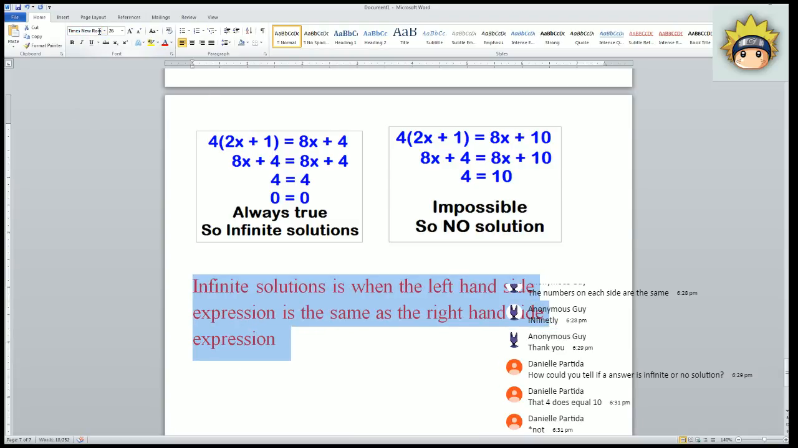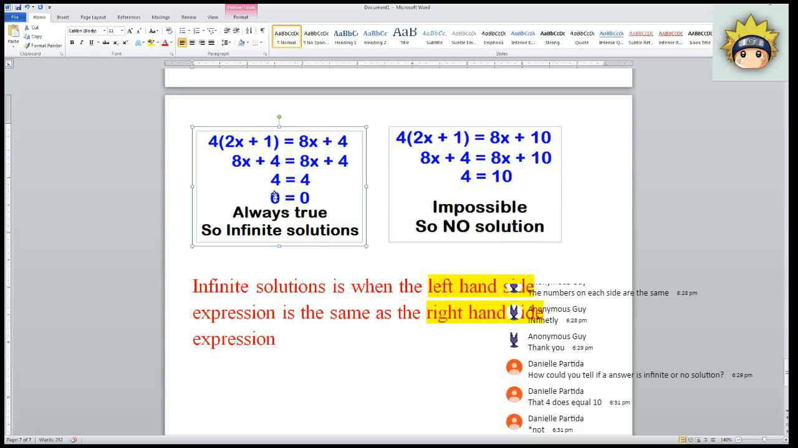Do you see that? Left hand side. Ooh, there you go. Oh, it matches the right hand side. Do you see it?